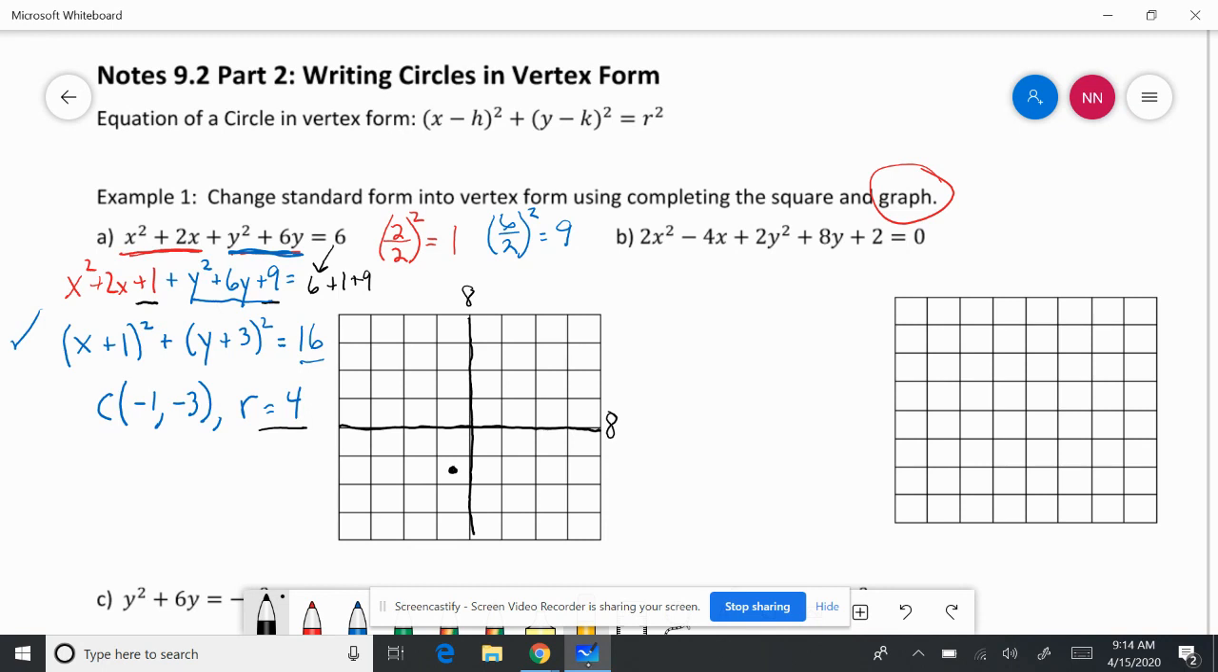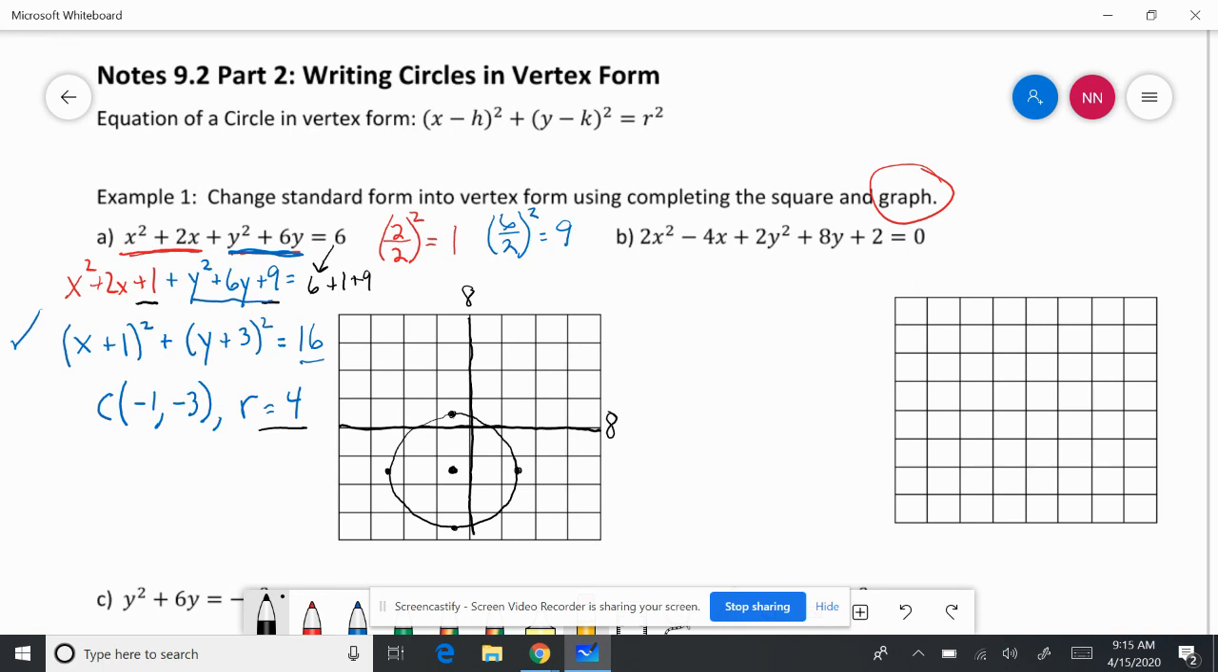I'm going to go up 4. 1, 2, 3, 4. I'm going to go to the left 4. 1, 2, 3, 4. I'm going to go down 4. 1, 2, 3, 4. And I'm going to go to the right 4. 1, 2, 3, 4. And then I'm going to do my best to make the best circle that I possibly can. And that's how we graph a circle.